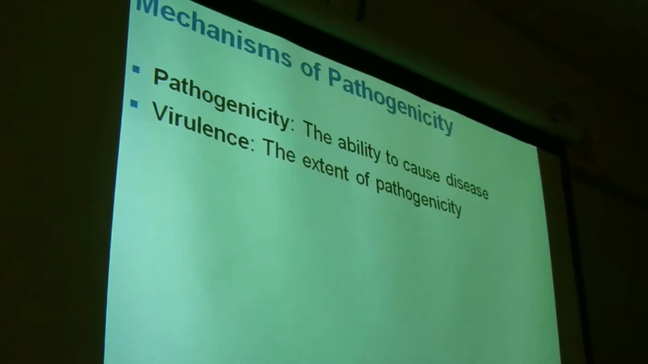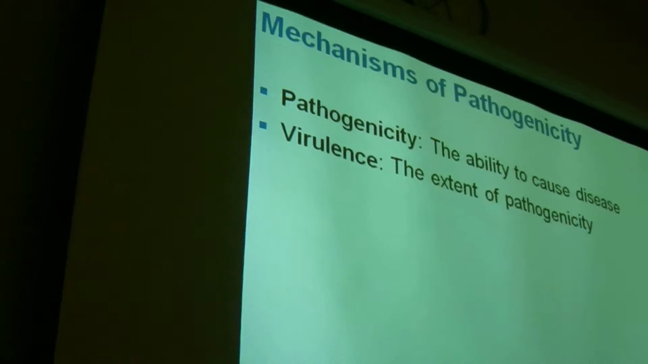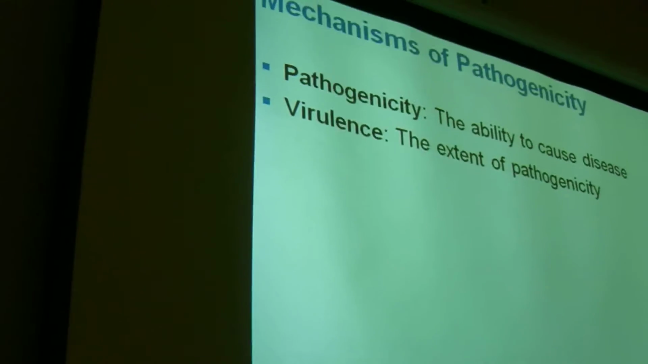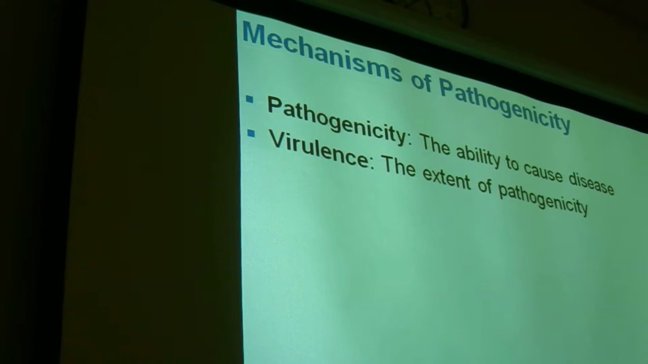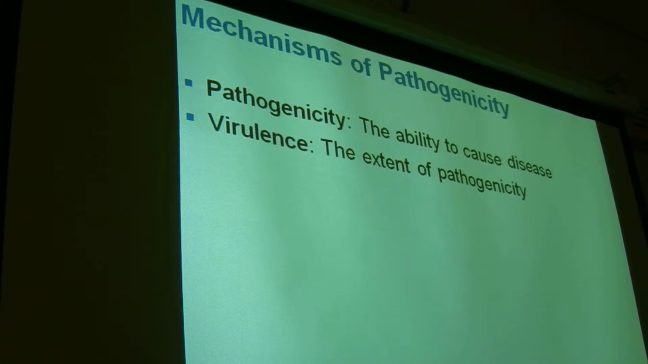Not every microbe is a pathogen. Like a regular strain of E. coli is not a pathogen because it doesn't cause an infection. It's a microbe, not a pathogen. Whereas Staph aureus can be a pathogen. Virulence is the extent of pathogenicity. So if something is said to have high virulence, that means it's very pathogenic. It causes infection very easily.